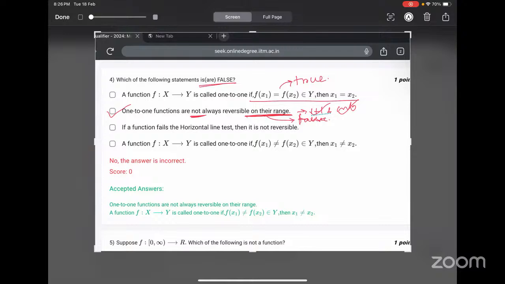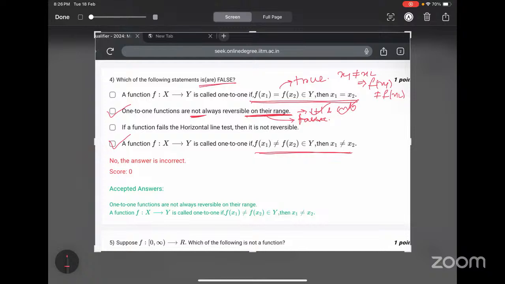What about the fourth? A function f from x to y is called one-to-one if ... This is again a false one, right? If we take the contrapositive of the correct statement, it is: if x1 is not equal to x2, then f of x1 is not equal to f of x2. But here we have the reverse: if f of x1 is not equal to f of x2, then x1 is not equal to x2, then the function is called one-to-one.